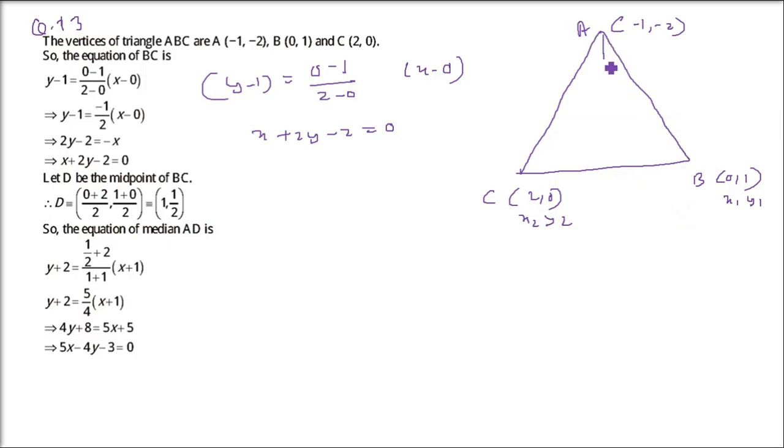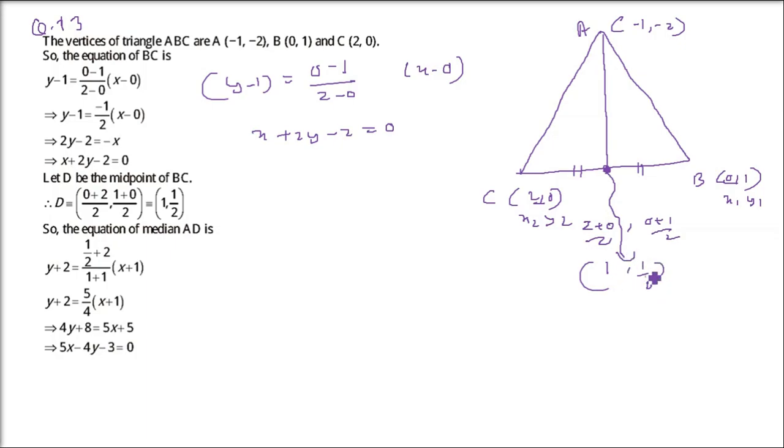Now, we have to find out the equation of the median through (-1, -2). So median means a line from one vertex to the opposite side and it divides the opposite side into two equal parts. So this is a midpoint formula we can use. We can find out this point. So (2 plus 0) by 2, it will be (x1 plus x2)/2 and (y1 plus y2)/2. So (0 plus 1) by 2. So you get 2 and this cancels 1 and you get half. This point is (1, 1/2).